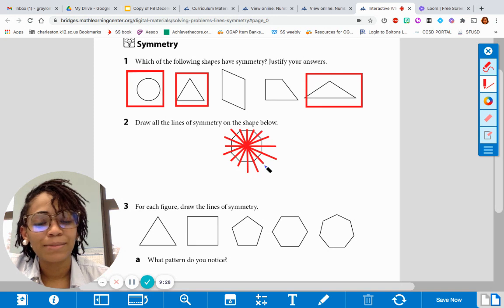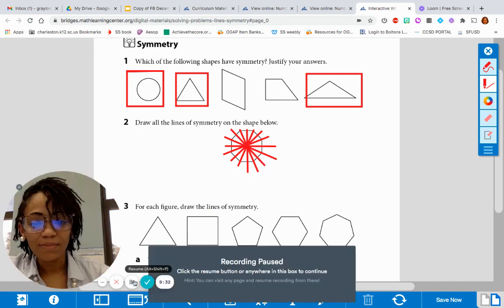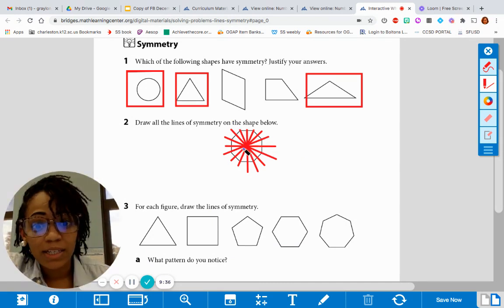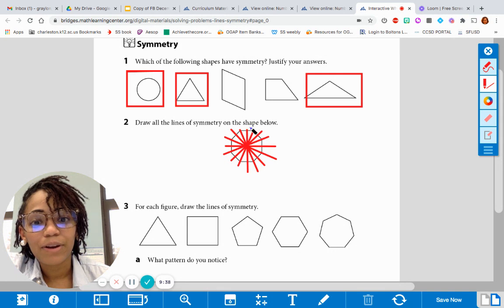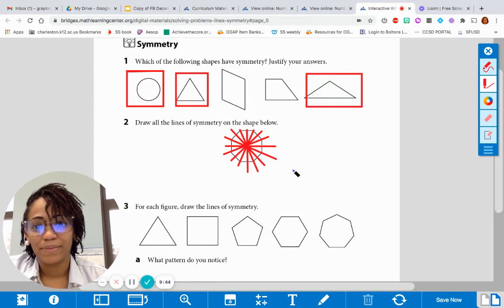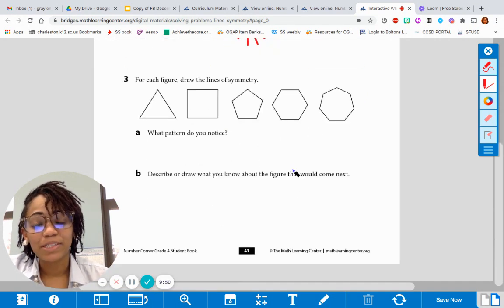How many lines of symmetry is that? I know it's a lot, right? It's about 8. So this line, 1, 2, 3, 4, 5, 6, 7, 8. 8 lines of symmetry. It's pretty cool too. Let's look at number 3, our last one for today.